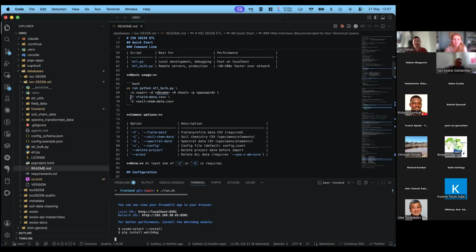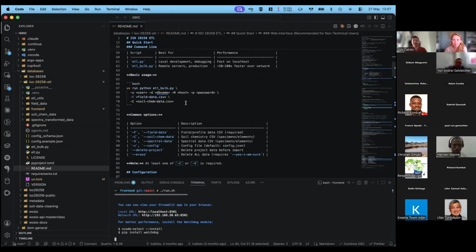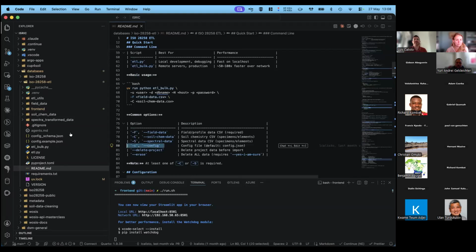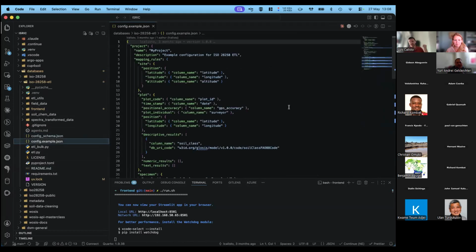It needs to have your username, password, host, etc. It takes as an argument your CSV files, and takes as an argument the configuration file. Sometimes the configuration file is just a JSON file. Let me show you. I have the config. Config example. This is just an example.